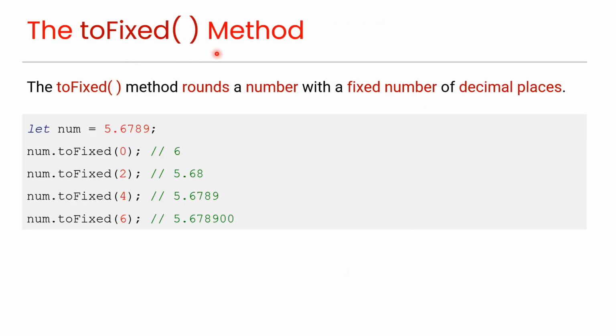The toFixed method. The toFixed method rounds a number with a fixed number of decimal places. For example, this statement rounds the number with 0 decimal places, giving 6. This statement keeps 2 decimal places, giving 5.68. This statement keeps 4 decimal places, matching the original number. And this statement adds extra zeros to make 6 decimal places.